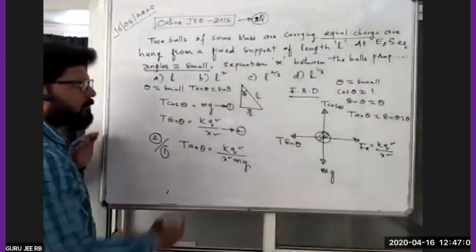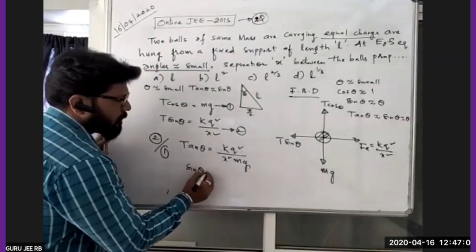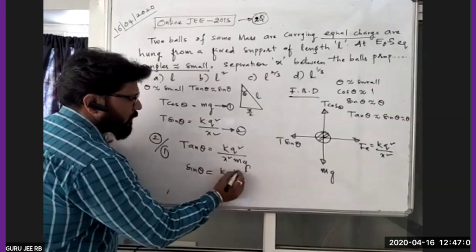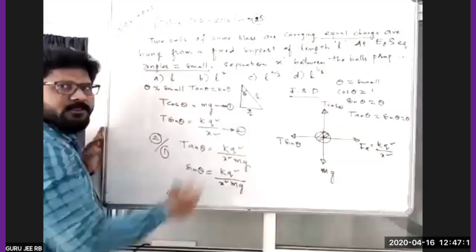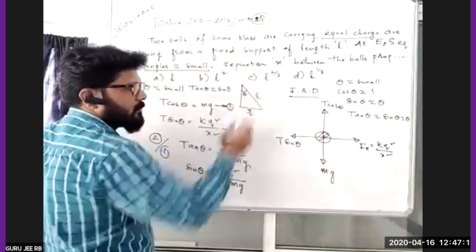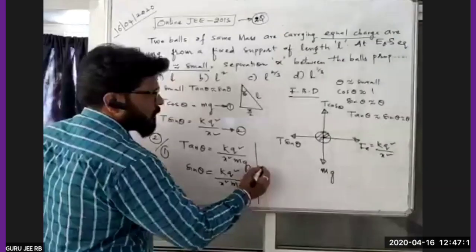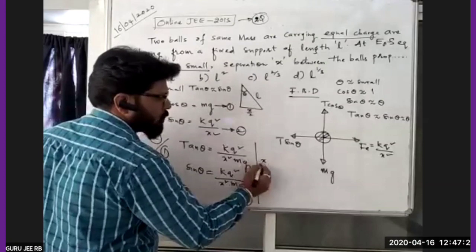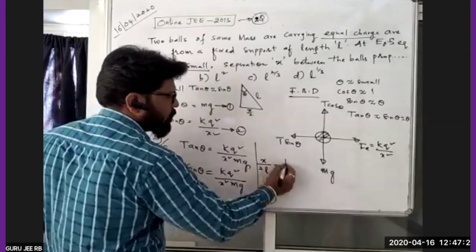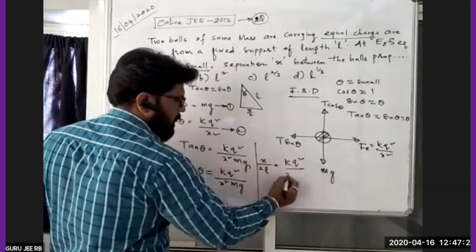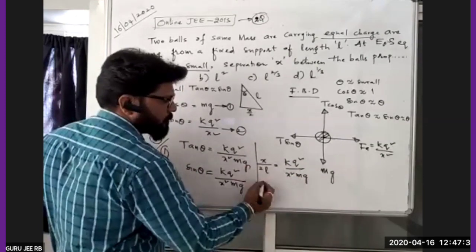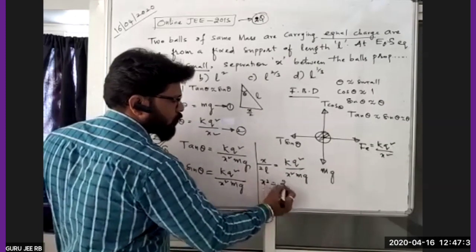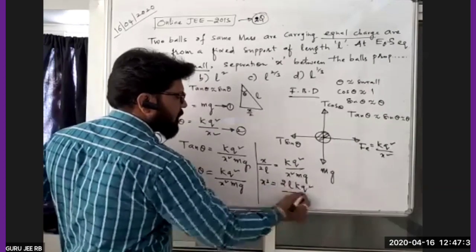I'll take sin theta. Now sin theta equals k q square by x square into m into g. But what is sin theta from this triangle? Sin theta is opposite side by adjacent side. I can write the opposite side x by 2 by L equals k q square by x square m into g. Just cross multiply it, x cube. So x cube equals 2L k q square divided by mg.